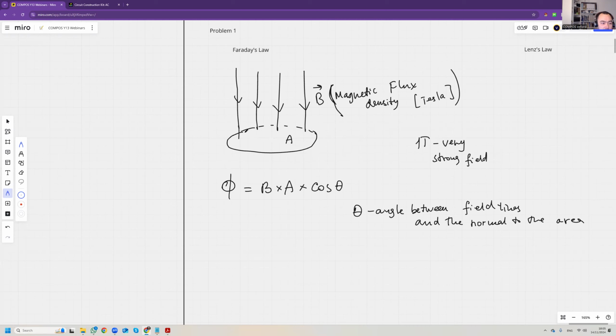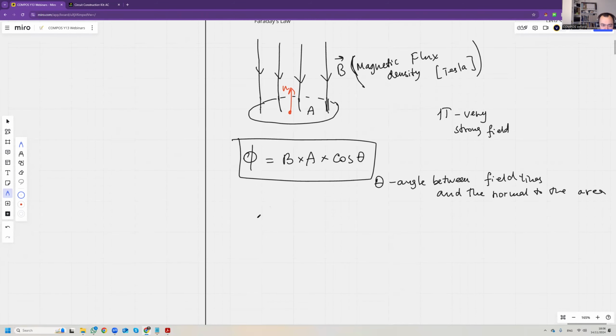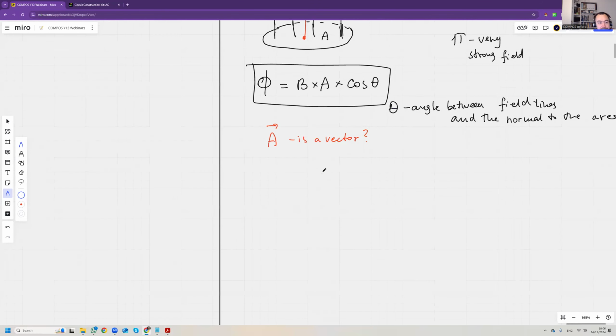Does everything make sense so far on a scale of 0 to 10? Please let me know. Is everything making sense? Okay, good. So we multiply by cosine theta, and that's the angle between the normal vector to the area and the field. Yes, you can consider that A is a vector. But A is an area. Technically, yes, you can. You just need to accurately define the area vector A.